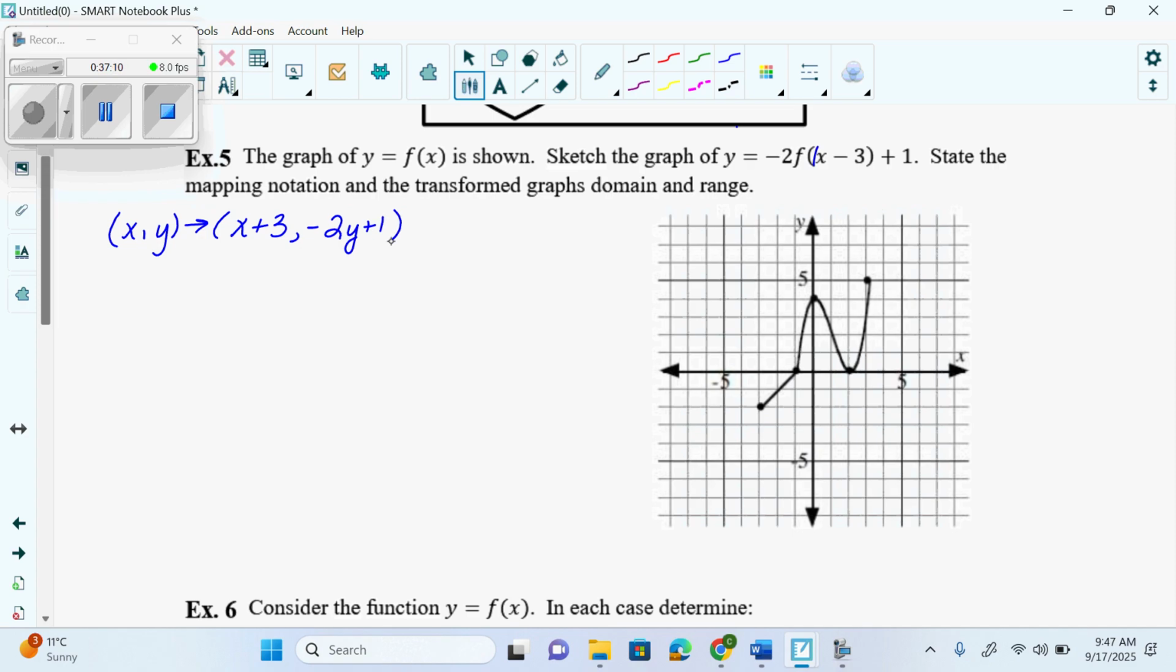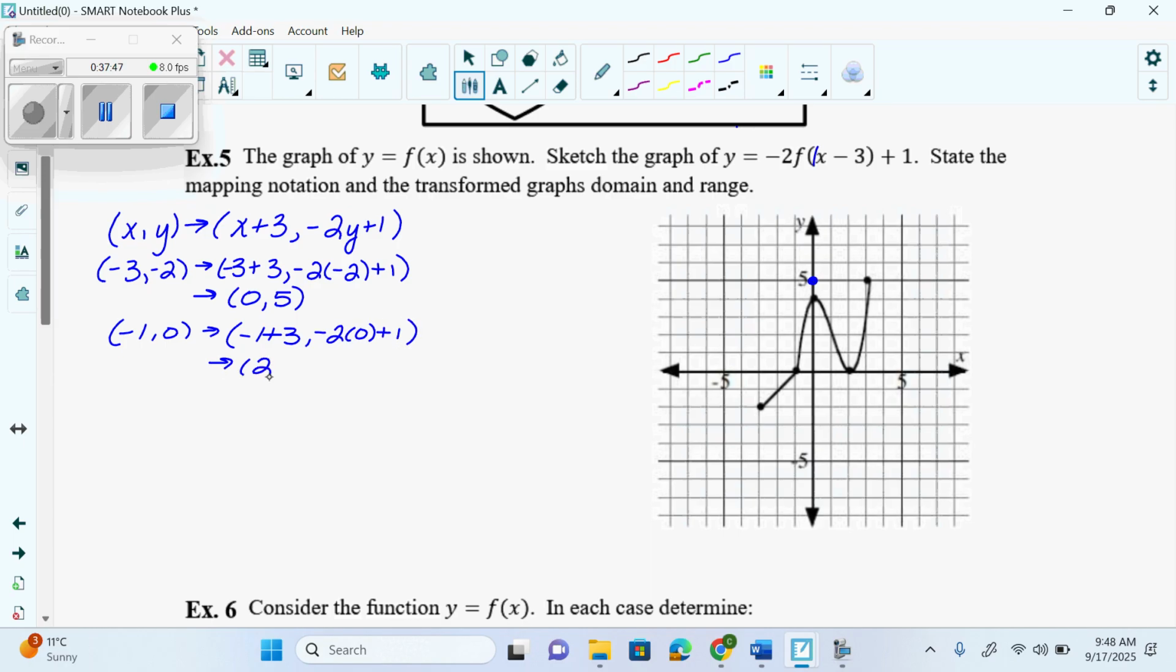Our first coordinate is (-3, -2). It's going to become -3 plus 3, comma -2 times -2 plus 1. So it's going to be (0, 5). Okay. Then we have (-1, 0). It's going to become -1 plus 3, -2 times 0 plus 1, which becomes (2, 1).